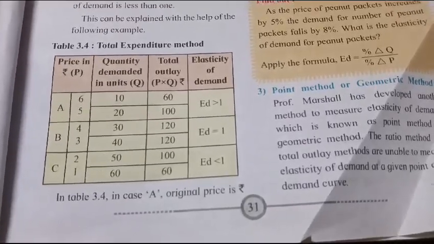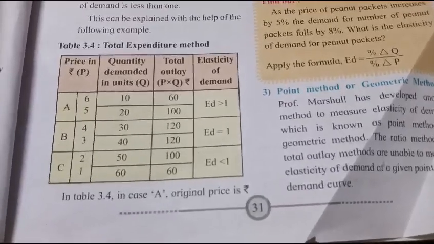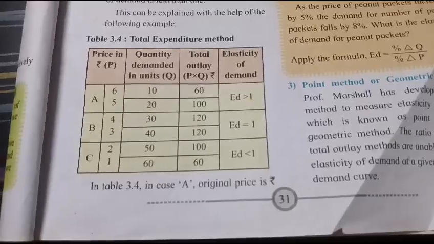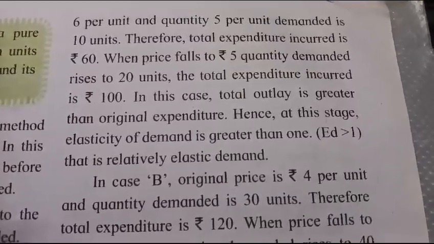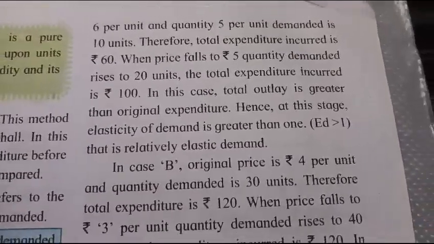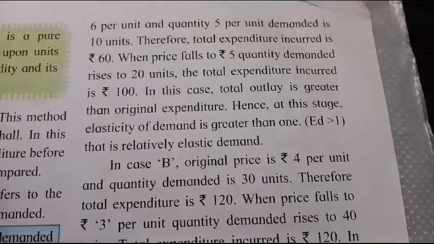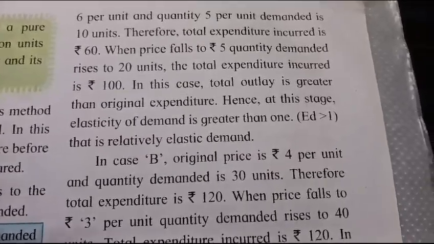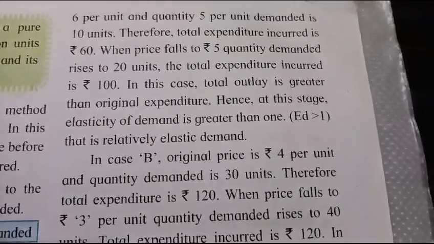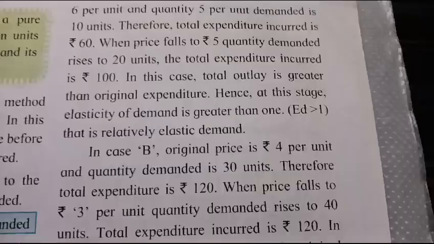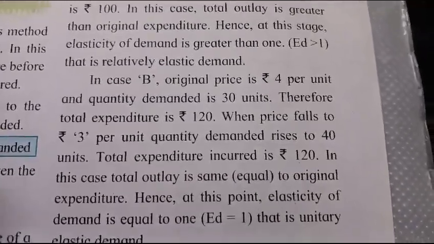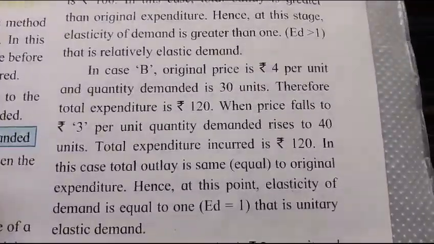In table 3.4, in case A, original price is rupees 6 per unit and quantity demanded is 10 units. Therefore, total expenditure incurred is rupees 60. When price falls to rupees 5, quantity demanded rises to 20 units. The total expenditure incurred is rupees 100. In this case, total outlay is greater than original expenditure. Hence, at this stage, elasticity of demand is greater than 1, that is, relatively elastic demand.